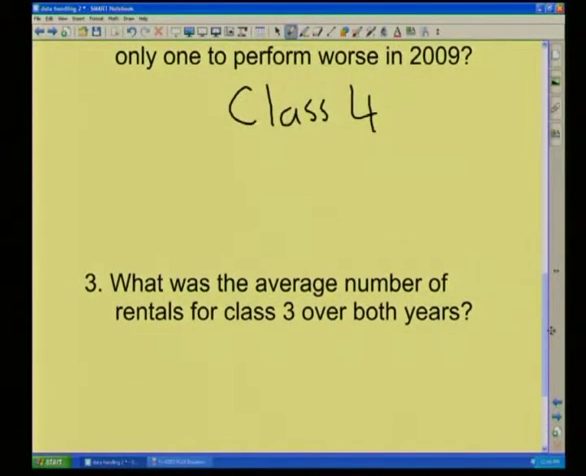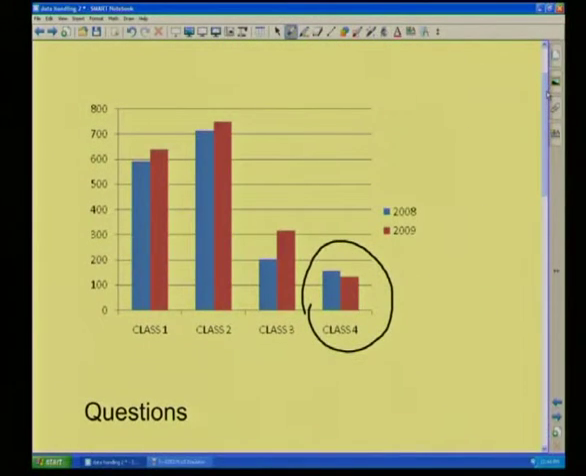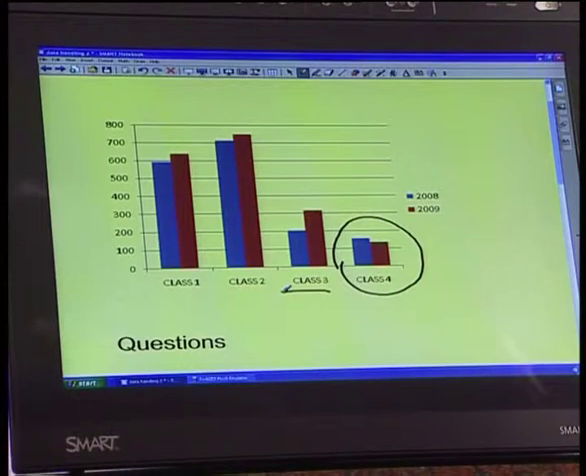Thirdly, what was the average number of rentals for Class 3 over both years? Going back to the picture here, let's look at what Class 3 had. We're now going to have to use the table or the chart to read off the values from the y-axis for Class 3 in 2008 and 2009. Of course, we could also refer back to the original table that we were given. Remember, we would have had to come up with this chart and draw it from that table.